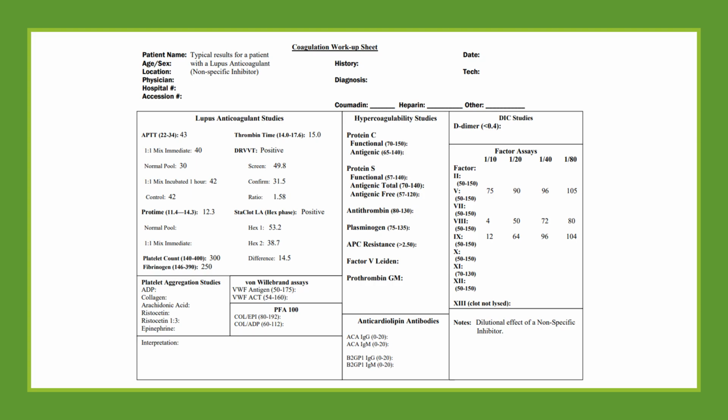APC resistance is going to be associated with a factor V Leiden gene mutation, and we're going to talk about that in more depth, but just know that all of these things can lead to a hypercoagulable state in patients, so that's why all of these things are independently tested to see where the problem lies. And then last but not least, the prothrombin gene mutation under this hypercoagulable state.